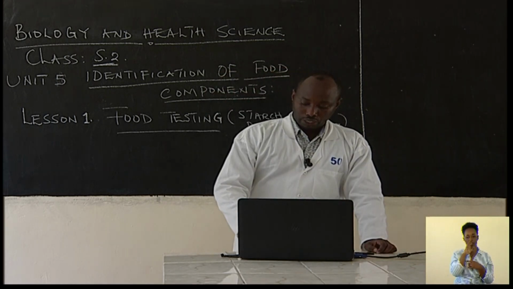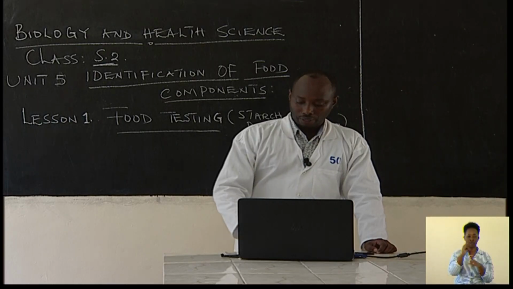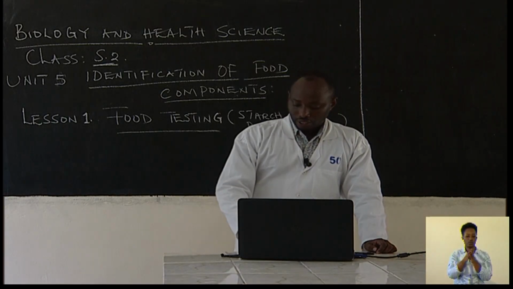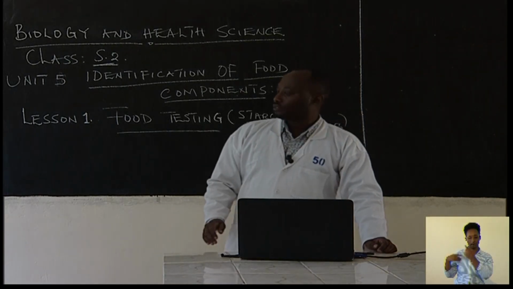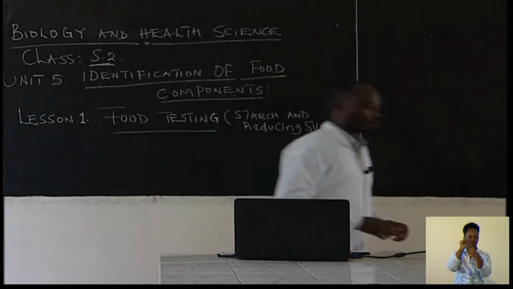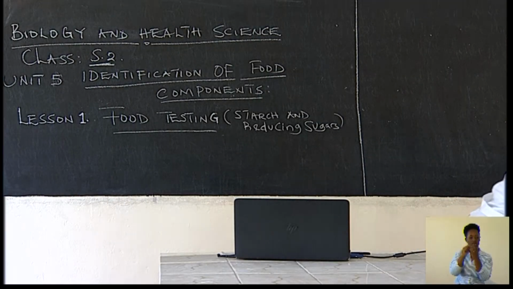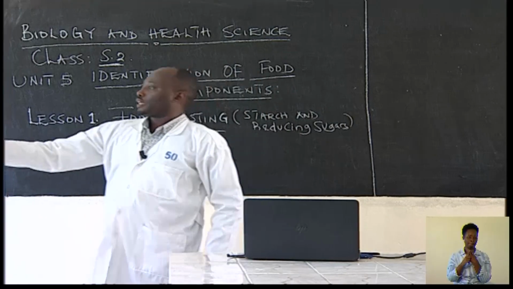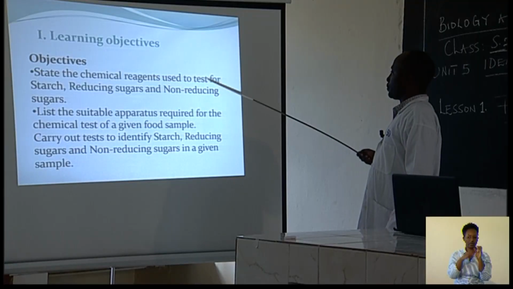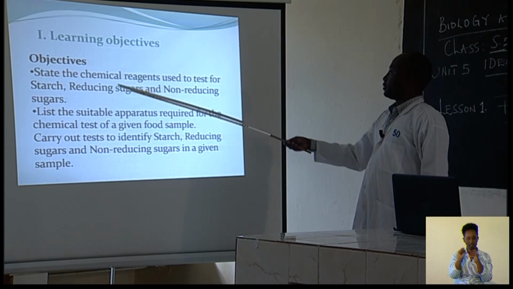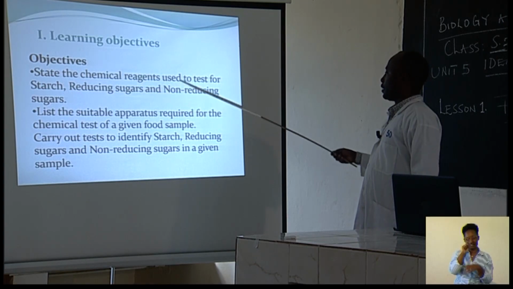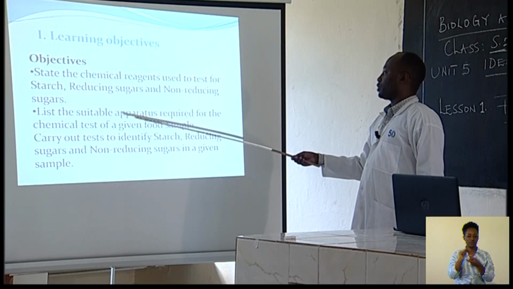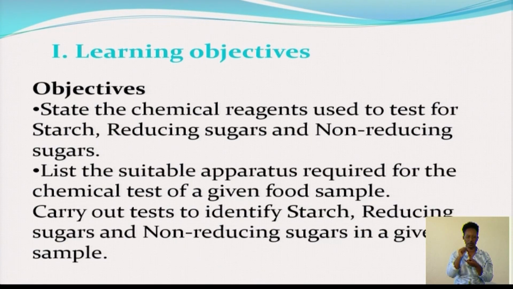So let's talk about the lesson, and we are going to go to the introduction. Let's go back and talk about the objectives. We have a number of objectives that we are going to go through. Objective number 1 is to state the chemical reagent used to test for starch, reducing sugars, and non-reducing sugars, and to list the suitable apparatuses. What are the laboratory apparatuses and equipment that are required for chemical testing of a given food sample? That's what we're going to discuss.